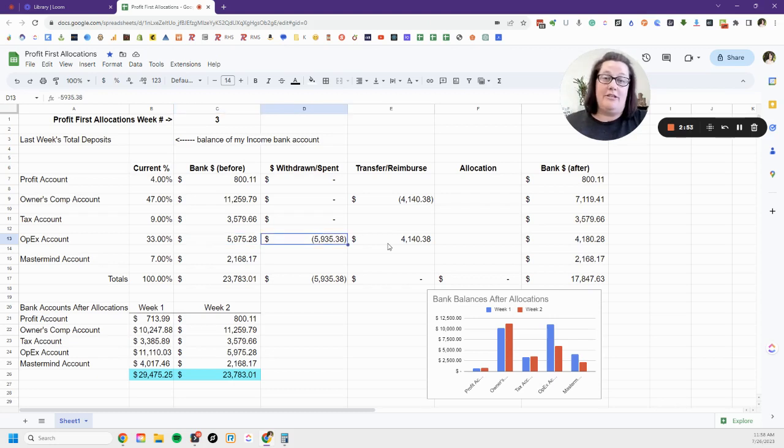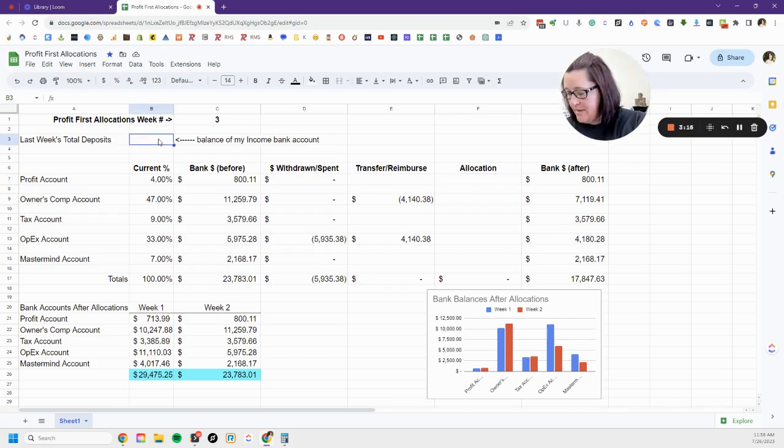So see how my bank account went from $5,900. And then I've paid out actually $5,900. I had to reimburse the $4,100 for payroll. So now my operating expense budget right now is $4,180. That's how much money I have to spend to operate my business. My mastermind, I had no transactions in my mastermind account. Okay, so now that I have updated balances, I need to do my allocations.